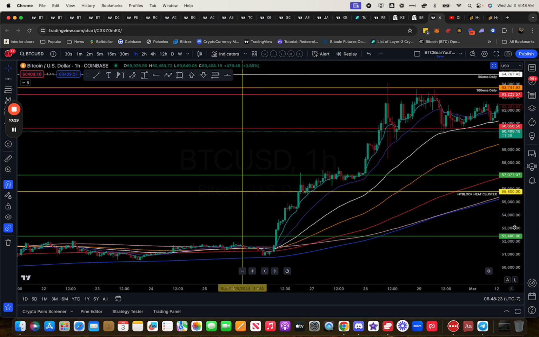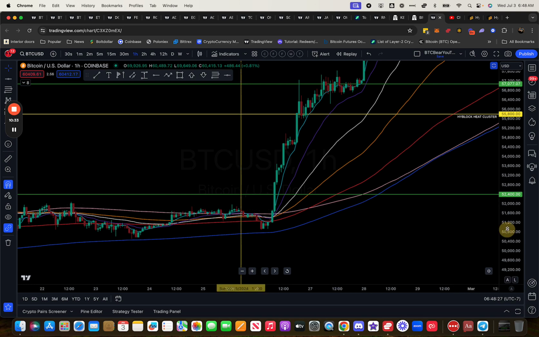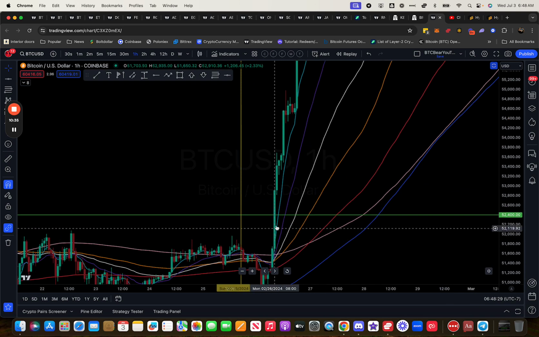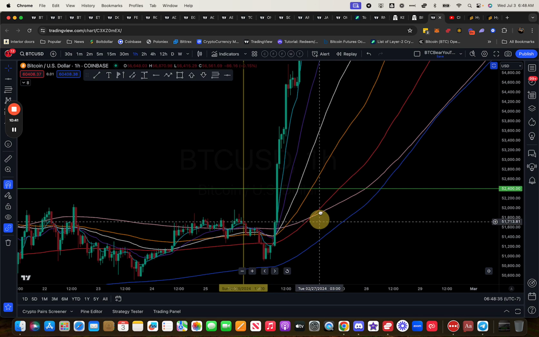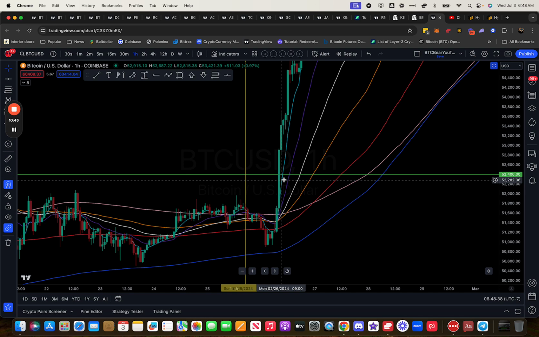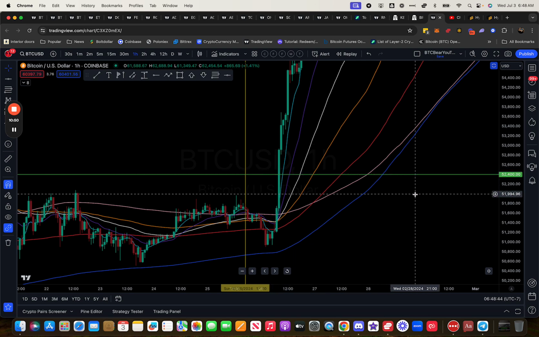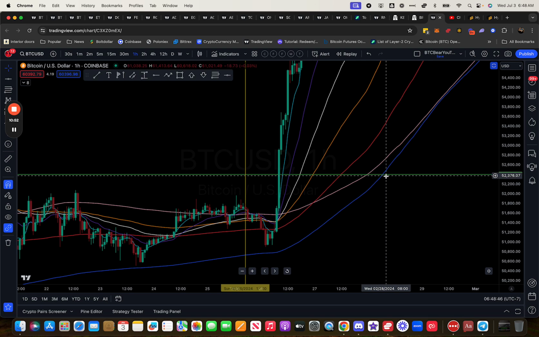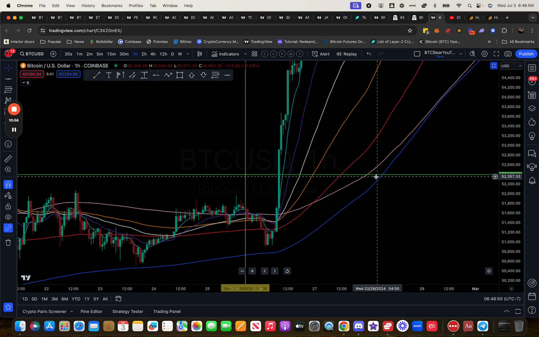So here's where we took off. There's a line. Look, we did not back test it. Damn it. We didn't back test that. All right. So the fact that we didn't back test it does increase the probability that we are going to go back into this. We have a probability of going back into this $52,000 to $53,000 range. And let me show you that range.